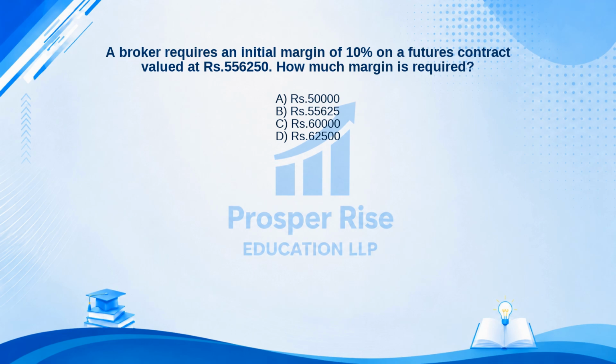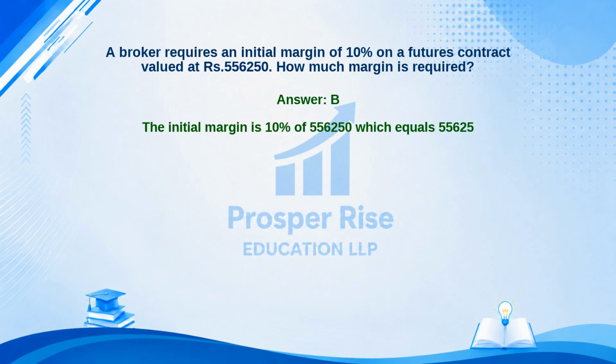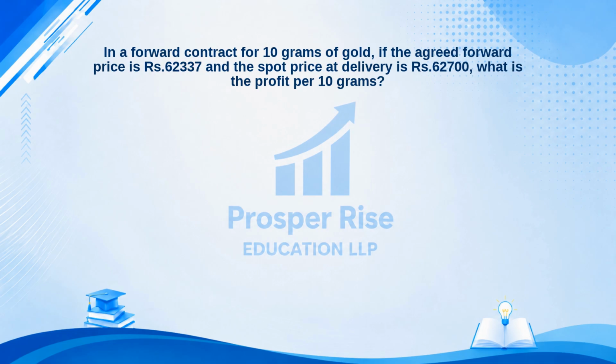The correct answer is option B. Let's see why. The initial margin is 10% of 5,56,250, which equals 55,625. Here is another practice question.